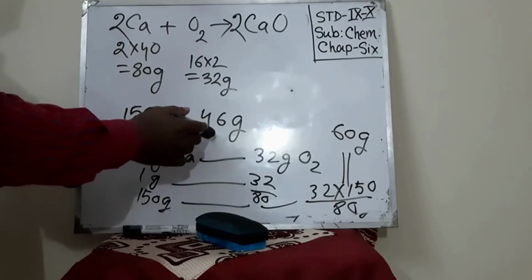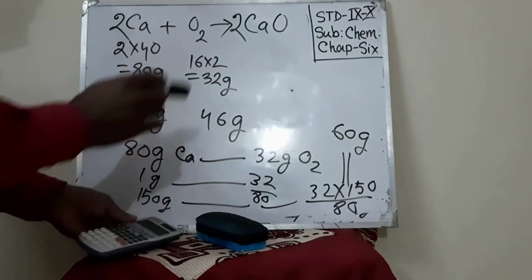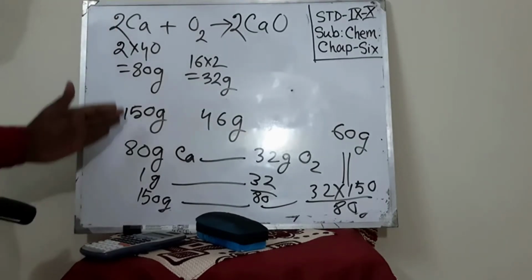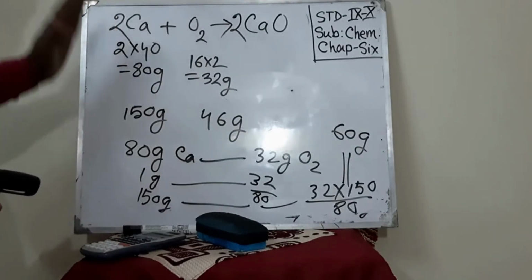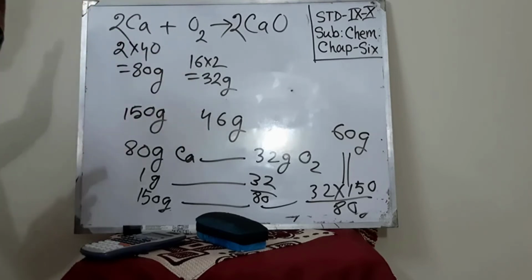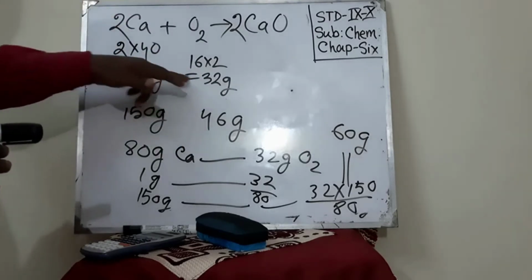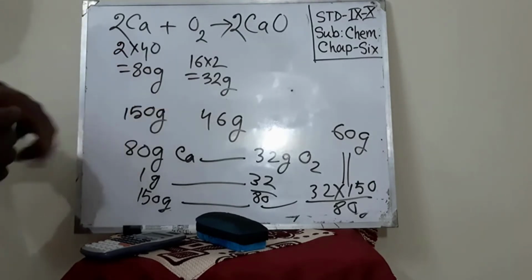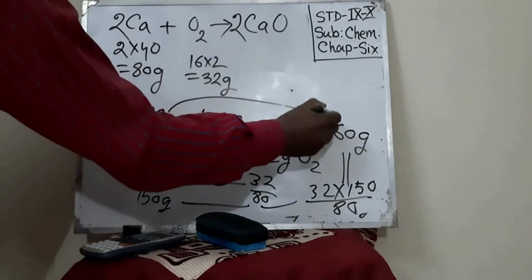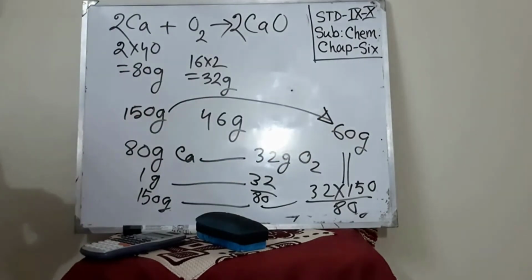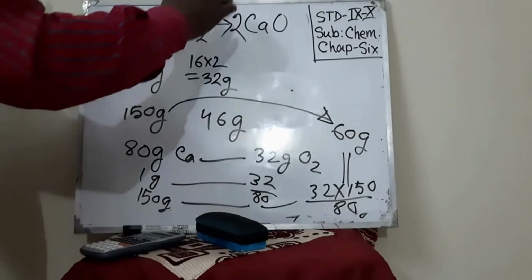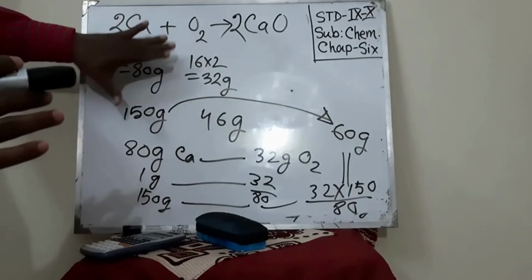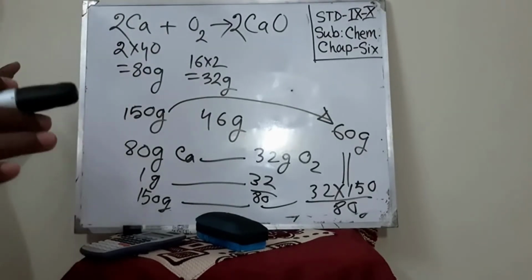But how much have we taken here? 46 gram. The required amount of oxygen is not taken here. For 80 gram calcium we need 32 gram, and I have calculated based on this amount that for 150 gram, I need this amount. Then we can get product, and if the amounts were correct, no reactant would be left over and no limiting reactant would be found.